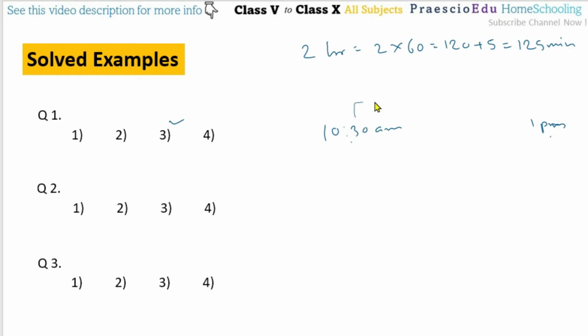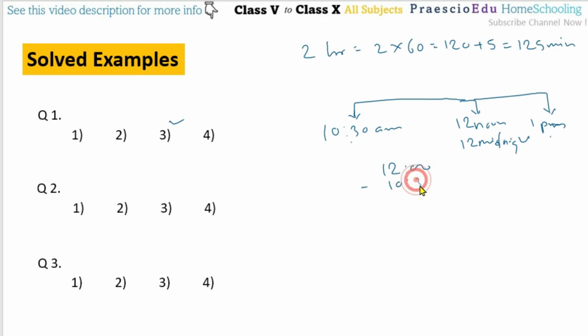So from 10 a.m., always we make one point, which is 12, we can say the noon, okay, or 12 midnight. So these are the points where we always break the complete duration, so that we can properly count it. So now from 10:30 a.m. to the noon, that we can say 12:00 minus 10:30.